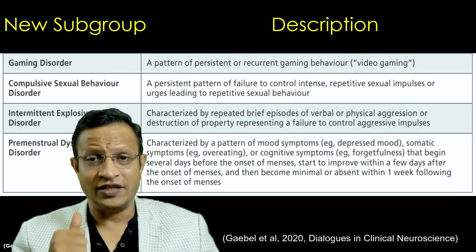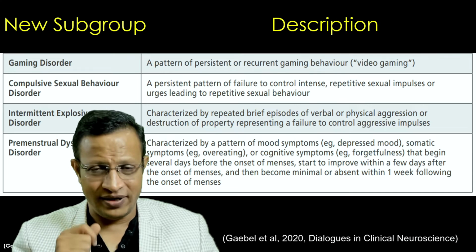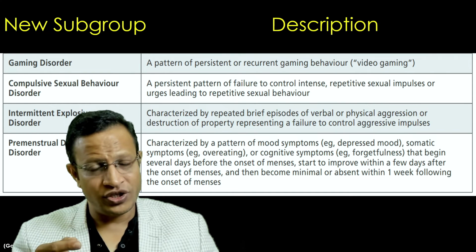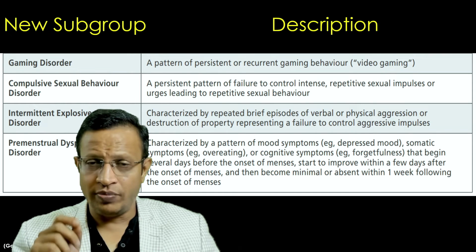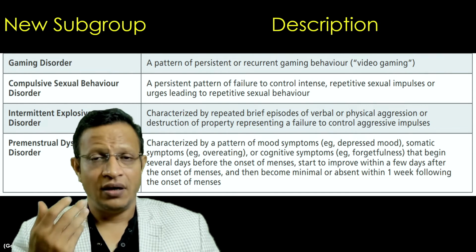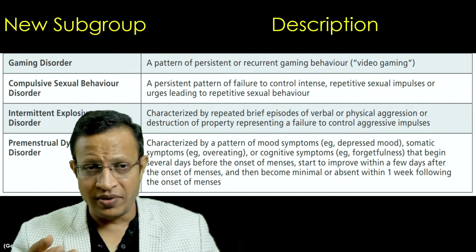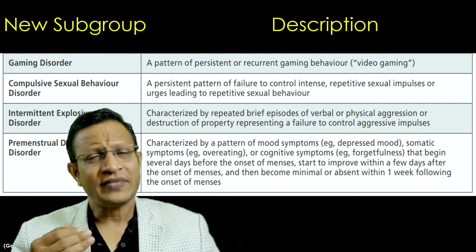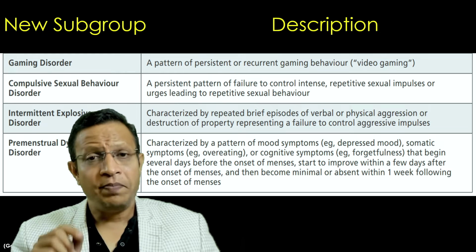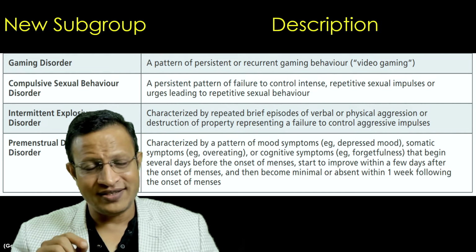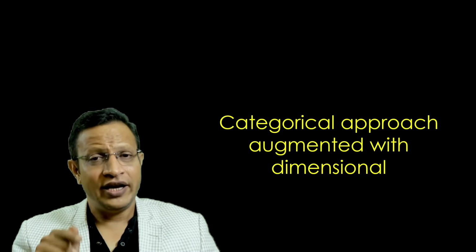Gaming disorder, that is behavioral addiction, and gambling disorder have been added, considering both physical and virtual addiction. Further, compulsive sexual behavior disorder, where a person, for example watching pornography, fails to control intense repetitive sexual impulses, has been added. Further, in ICD-11, intermittent explosive disorder and premenstrual disorder have been given importance. So these are the various new chapters that have been added in ICD-11.